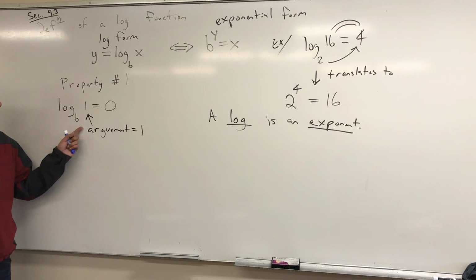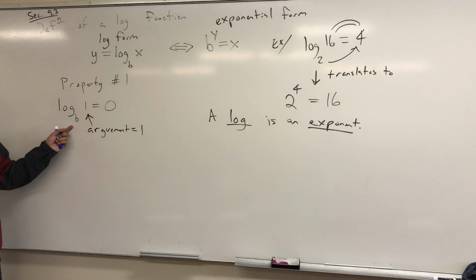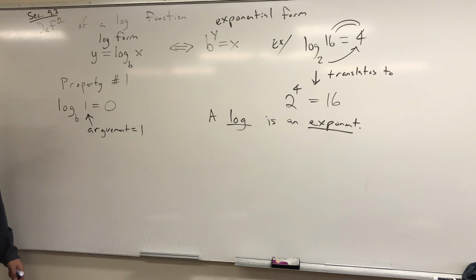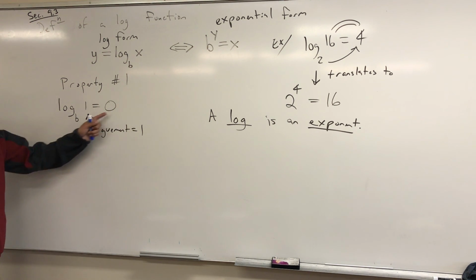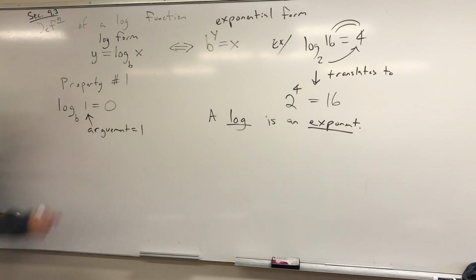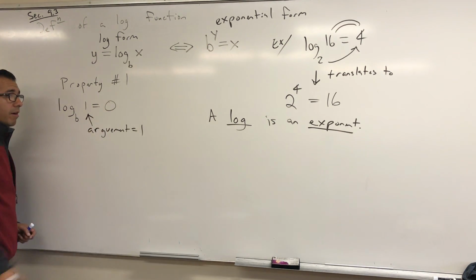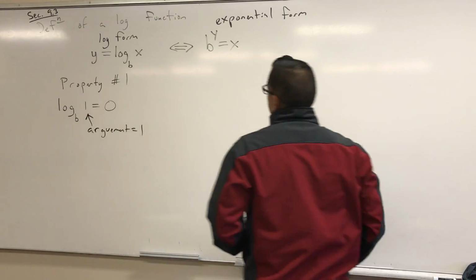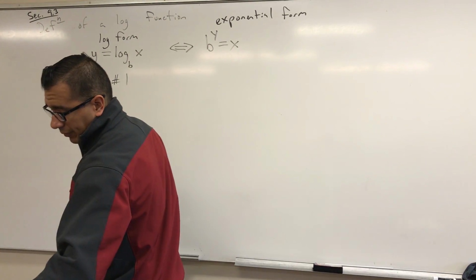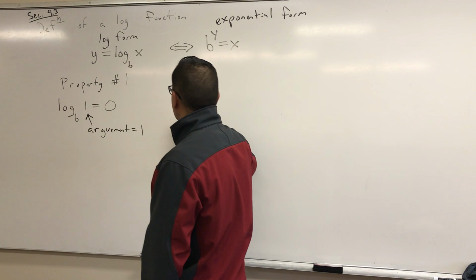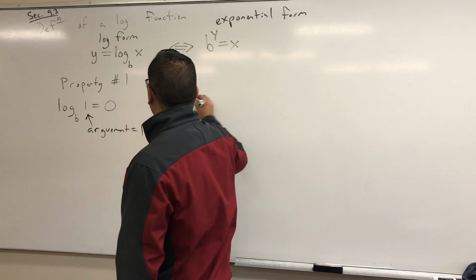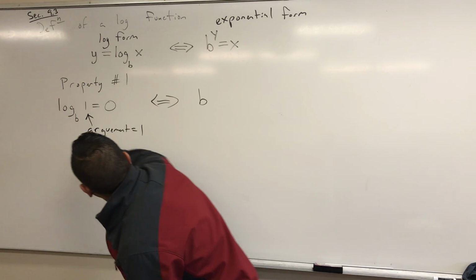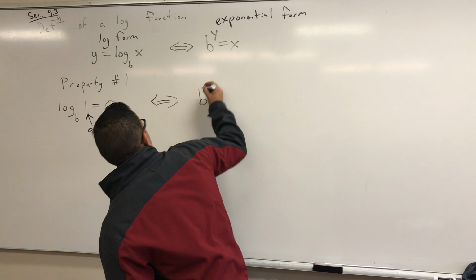So that's what you're looking for. This number right here, this b, as long as b is a positive real number that's not equal to 1, this is going to be true. So whenever you see a 1 here, boom, your answer is 0. Let me show you why this is true. If I rewrite this in exponential form, this is really b to the power of what? 1? Or b to the power of 0.